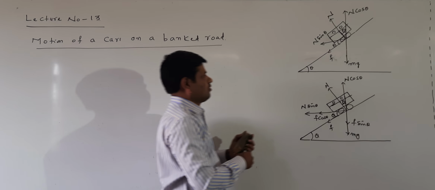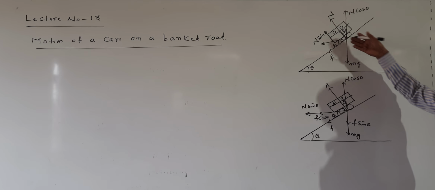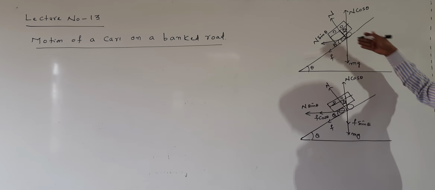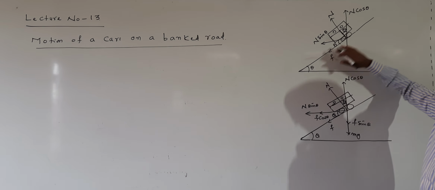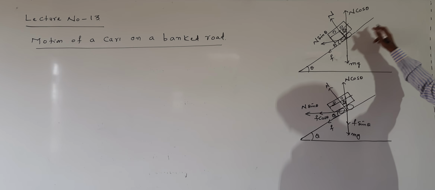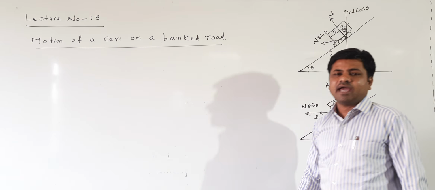Now this is a banked road. Here the car is moving like this. It is coming in the front direction. You assume that this is coming in the front direction. Here this is moving on a curved road. Here the angle theta is called the banking angle.